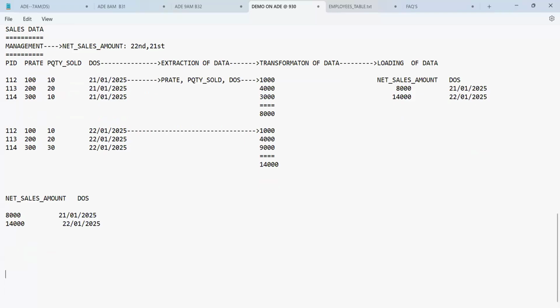Now, just by looking into the data, you can say 22nd day sales is more than the 21st day sales. Am I right or not? The same logic is applied here as well. This process is called data summarization. Okay, sorry, data visualization.